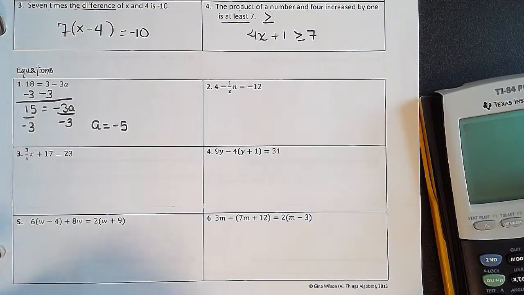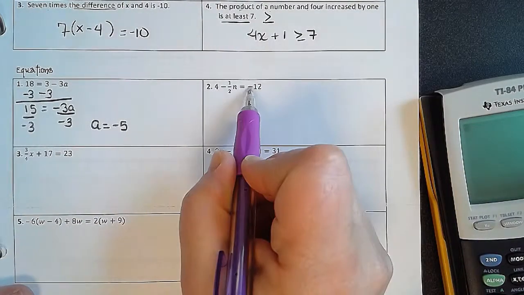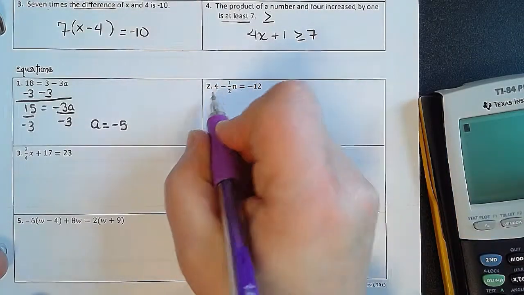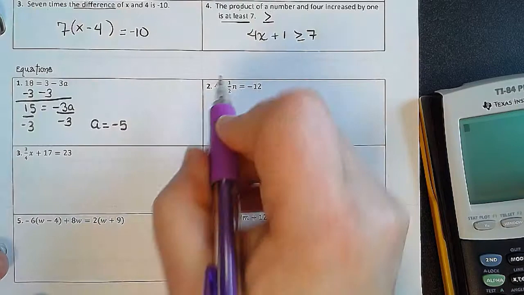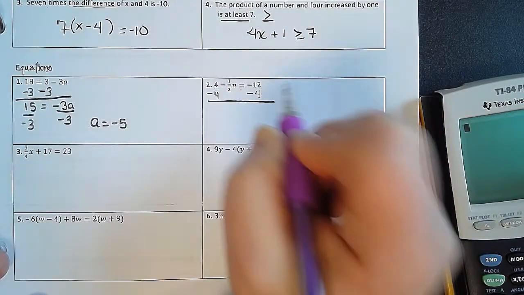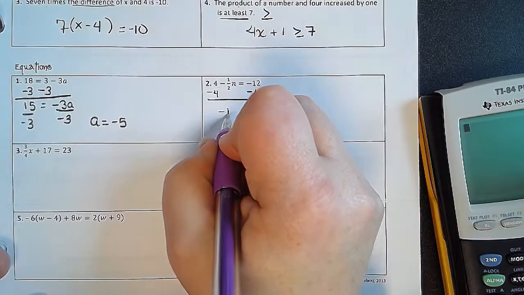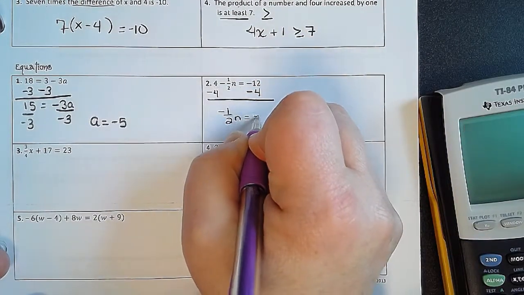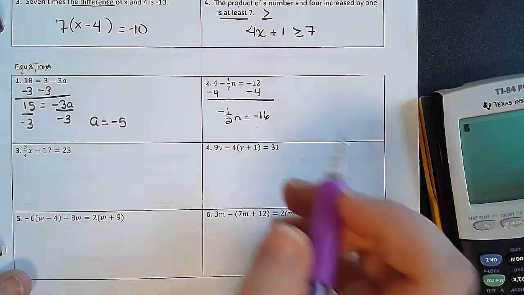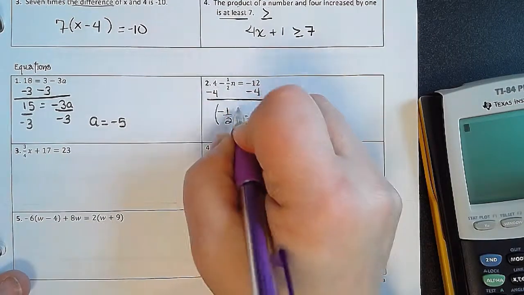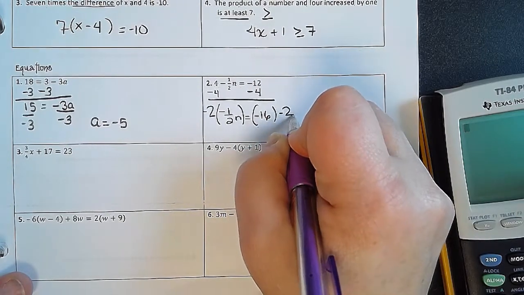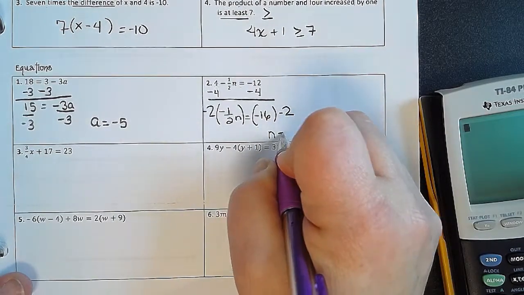All right. Now, I want to get rid of all the numbers first, and then I divide or multiply at the very end. So this 4 is positive right here. So I'm going to go ahead and subtract 4 from each side, and I get negative 1/2 times n is equal to negative 16. Now, you can divide by negative 1/2 or just multiply by a negative 2, which is what I'm going to do. Okay, so I get n is equal to 32.